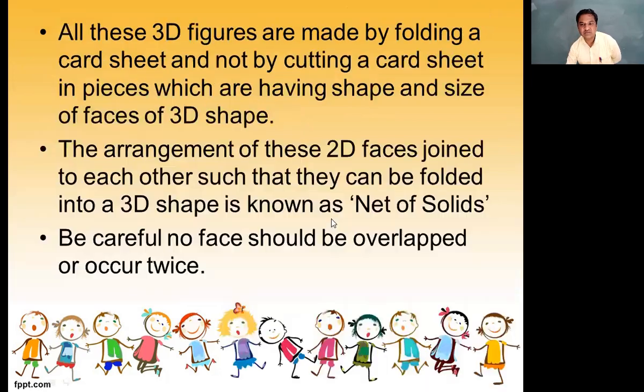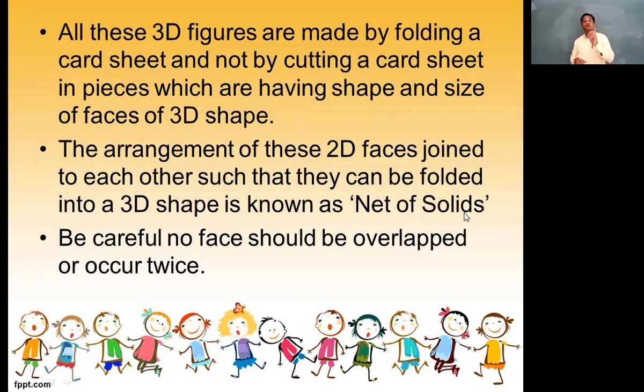Naturally, these 3D shapes are made from 2D shapes. We cut all these faces on a card sheet in such a way that the faces are joined to each other, and when we fold them we get a 3D shape. So the arrangement of these 2D faces, joined to each other in such a way that when we fold them we get a 3D shape, is known as a net of a solid.